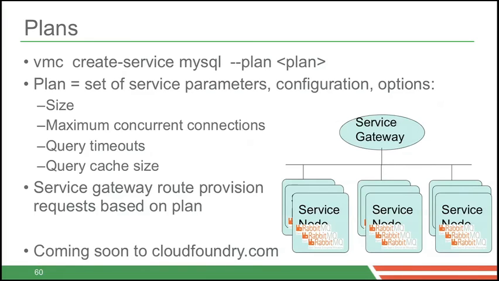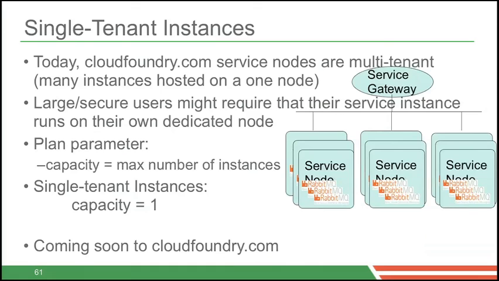And the service gateway, which I will talk about in my architecture talk, is going to route provisioning based on the plan. So for example, you may choose to have a single tenant instance. Right now in cloudfoundry.com, all your services are on a shared host, and we segregate them, so there is no risk of your data being seen by others. Yet, for compliance requirements or just to have a certain quality of service, you might prefer to have a single tenant instance. If so, you can choose a plan that offers you a single tenant service.